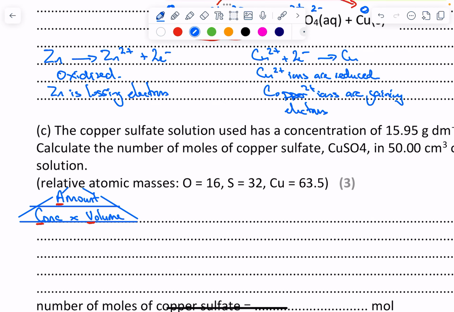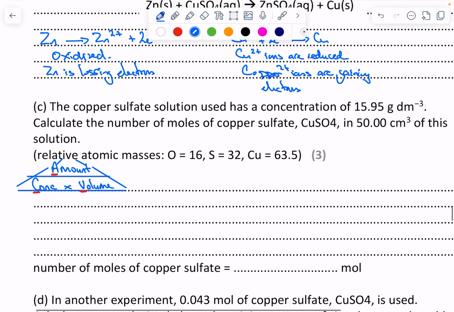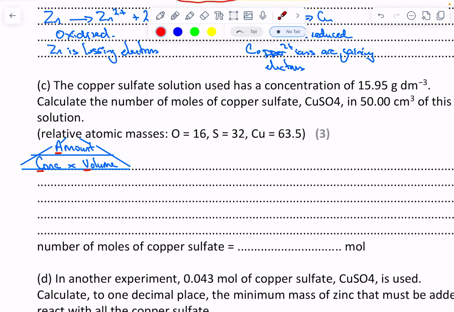Okay, this one here is a concentration question. And if you remember, whenever we do concentration questions, we have our amount, concentration, volume. We refer to this as a chicken vindaloo, to remember the order of it. The question says, we're told the concentration, so we know the concentration. I'll put a tick next to that. Calculate the number of moles. Well, the number of moles is the amount. So I'm trying to find the amount, and I'm also told the volume is 50.